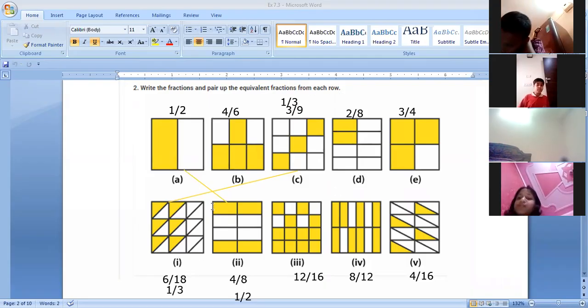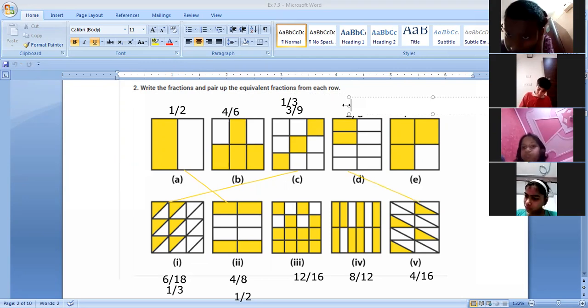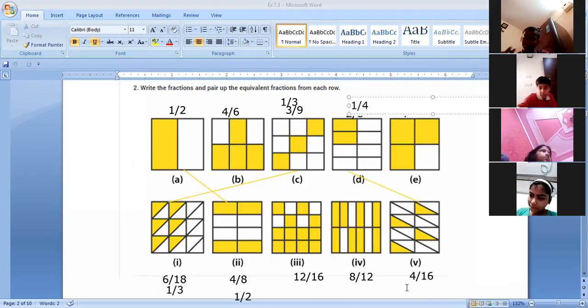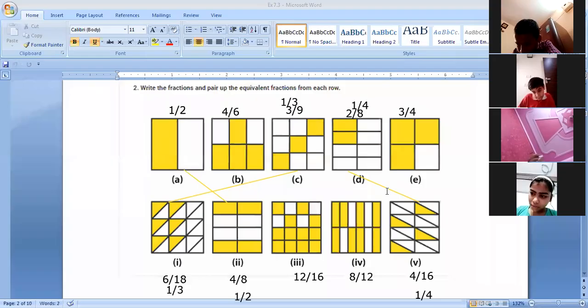Now next, B with fourth. Next D is matching with 5. Okay, let's see. Tanishq is giving me the answer that D is matching with 5. Let's see if D is matching with 5 or not. 2 by 8. When you cut this number, 2 ones are 2, 2 fours are 8, 1 by 4. And you cut this number, 4 ones are 4, 4 fours are 16. So you are getting 1 by 4 both ways. So that's correct. D is matching with the fifth one.